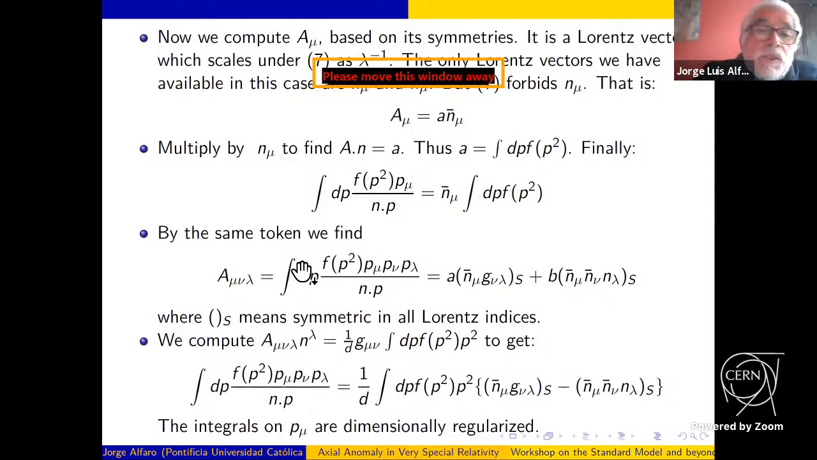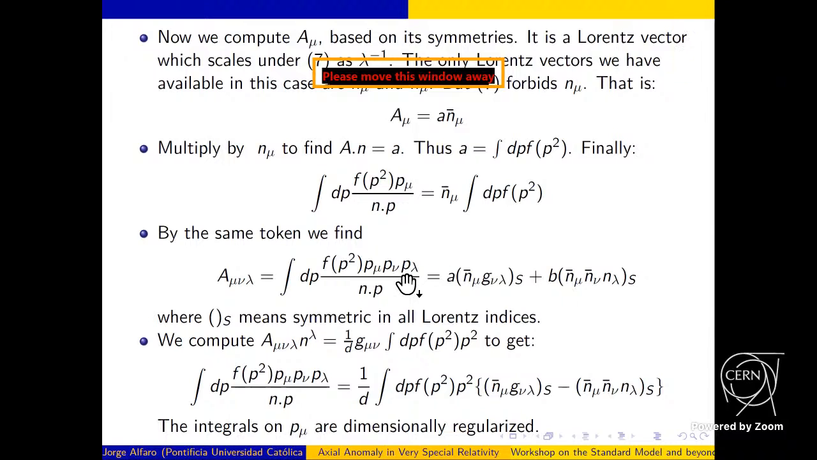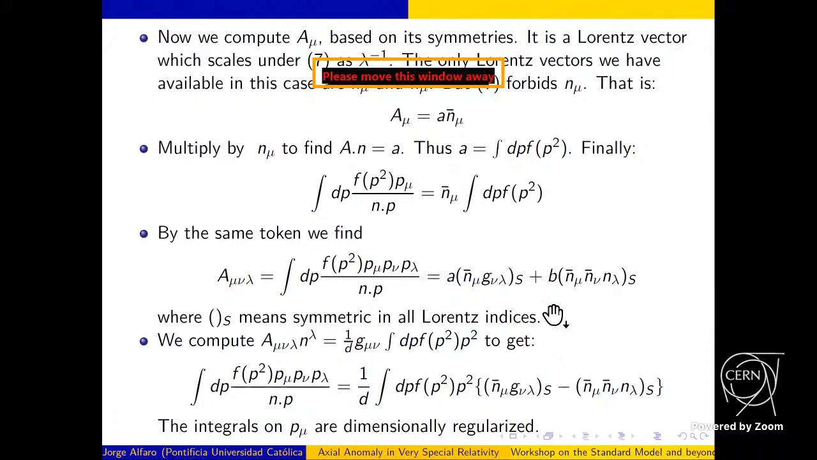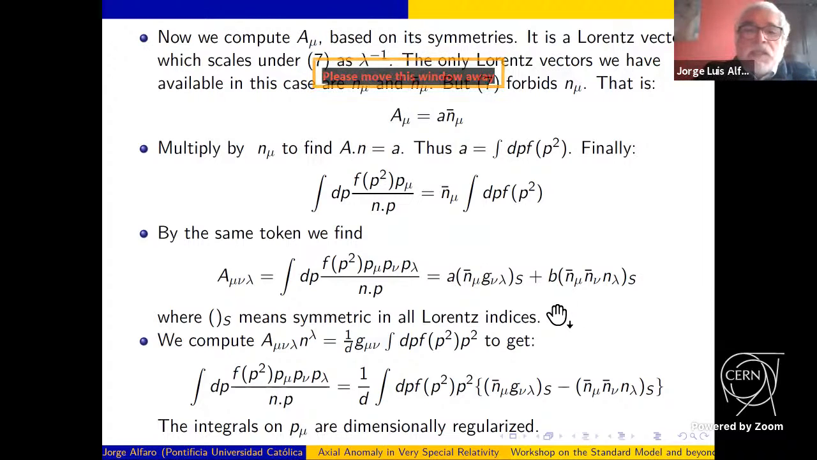By the same token, you compute this tensor, a^μνλ. This is completely symmetric in μ, ν, λ. So the only possible combination of n̄ and n that satisfies the scaling, that means that a^μνλ goes to λ to the minus 1 a^μνλ, is this one here, where this bracket means symmetric in all Lorentz indices. So we compute this product, which again is a normal integral, just using dimensional regularization, and that determines completely the integral. So it is this one here.